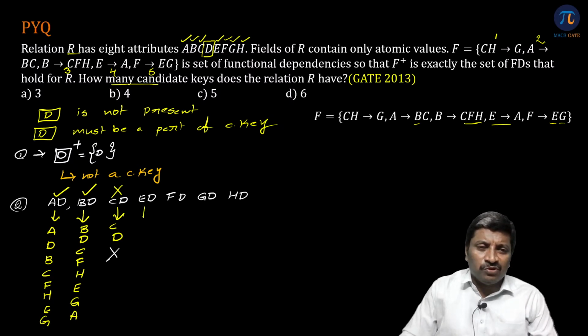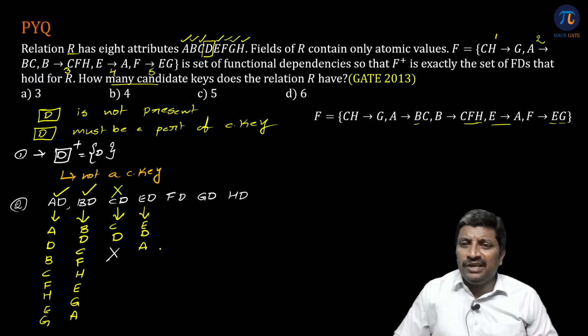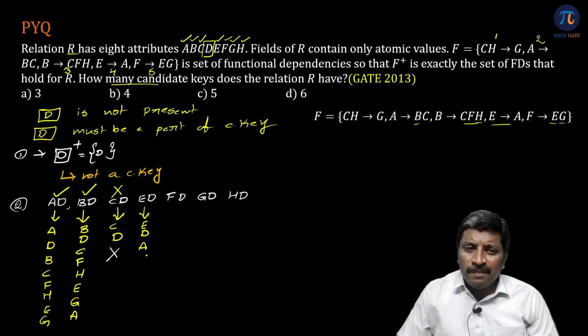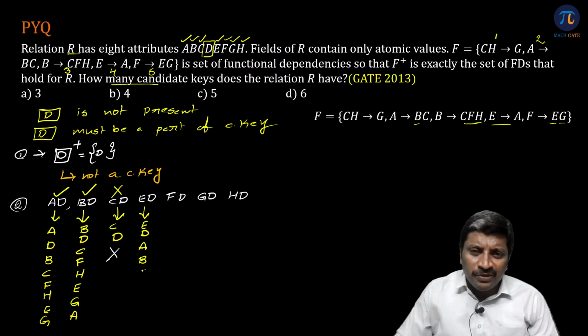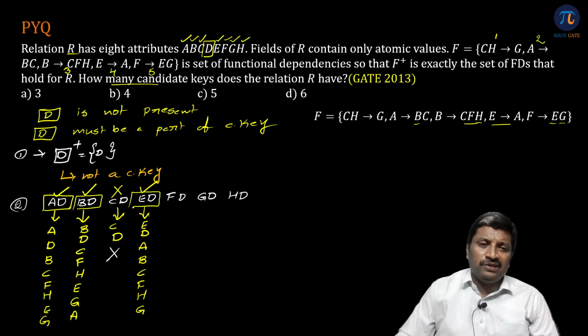What about the fourth one? E, D. Anything else? With E, I can get A. Fine. Then with A, I can get BC. With B, I can get C, F, H. A, B, C, D, E, F, G I want. With F, I can get G, H. Yes, we got it. This is one more. So by this time, this is one candidate key, this is the second candidate key, this is the third candidate key.